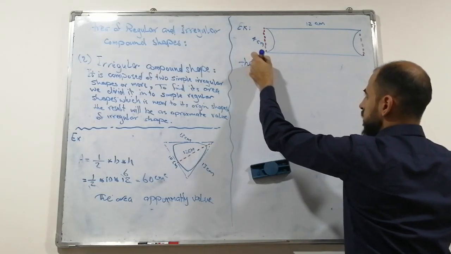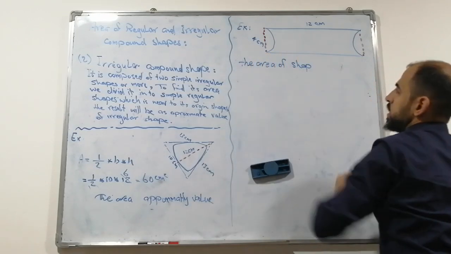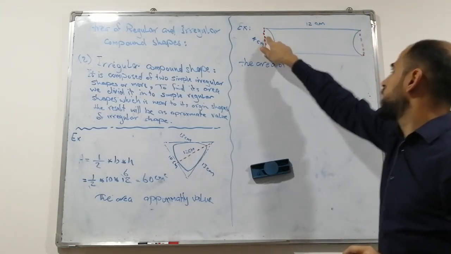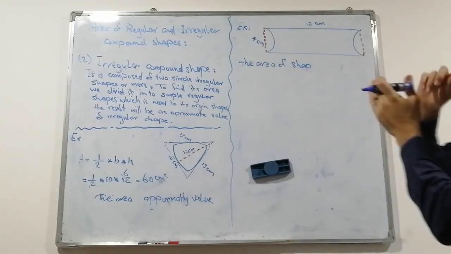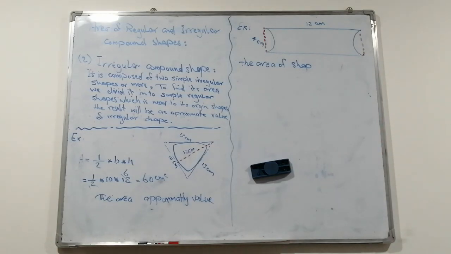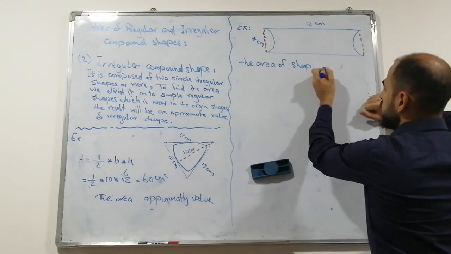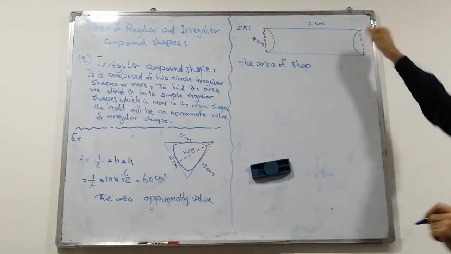The area of shape will be the area of rectangle minus half of area and half of area, and they make one circle. Half of circle with a half of circle, which make one circle. So the area of shape will be the area of rectangle minus the area of circle.